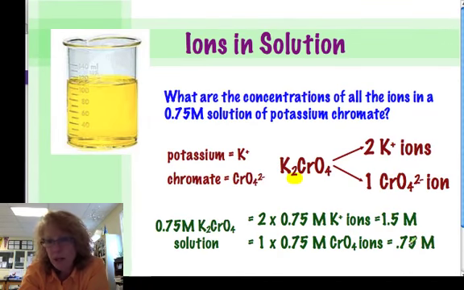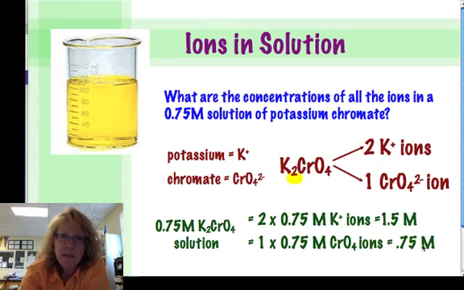I might be more interested in the chromate ions, or I might be more interested in the potassium ions. But again, the only thing you have to do is make sure you write your formula correctly, make sure you know what the ratio of ions is, and then you multiply. Multiply the solution concentration by the number of ions that are present. Not too big a deal.